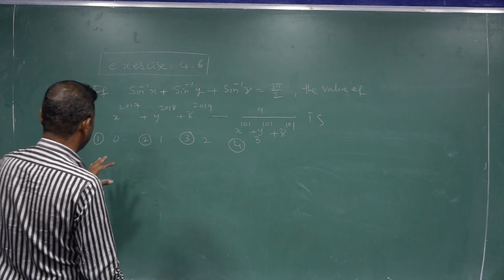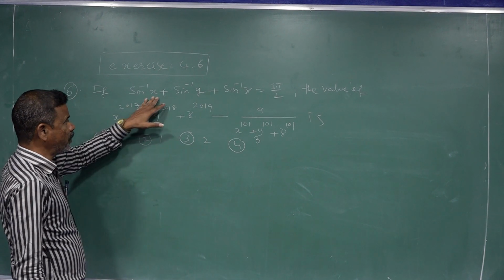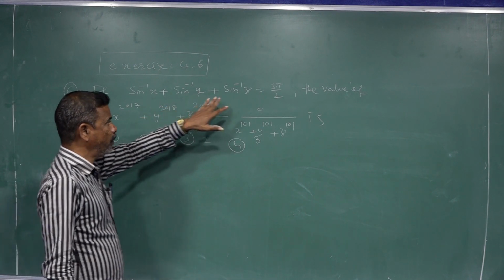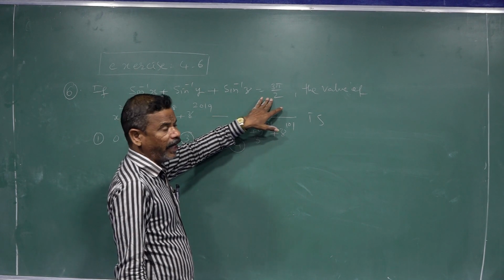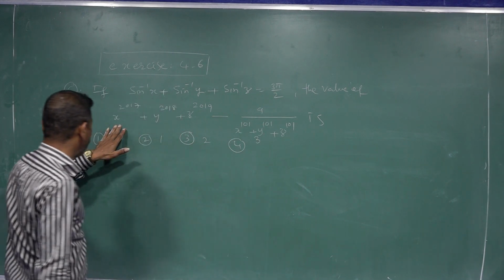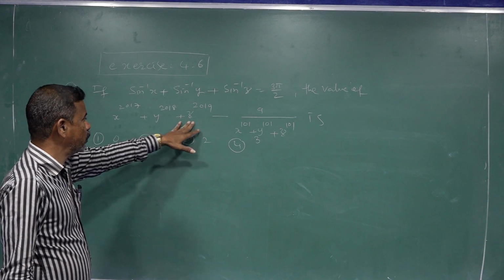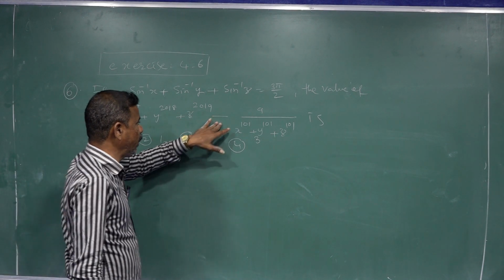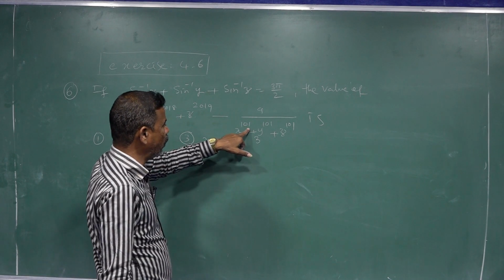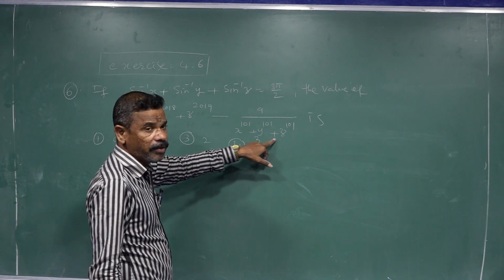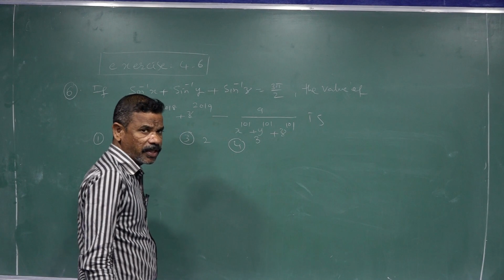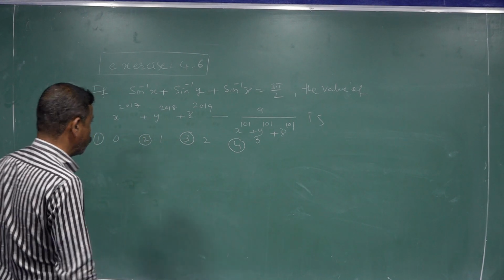Now, sixth question. If sin inverse x plus sin inverse y plus sin inverse z is equal to 3π/2 is given, the value of x to the power 2017 plus y to the power 2018 plus z to the power 2019 minus 9 by x to the power 101 plus y to the power 101 plus z to the power 101 is given. The question is asking for this value.